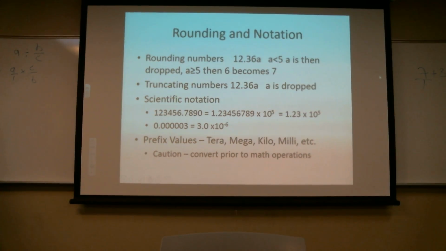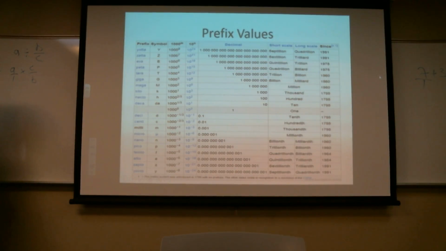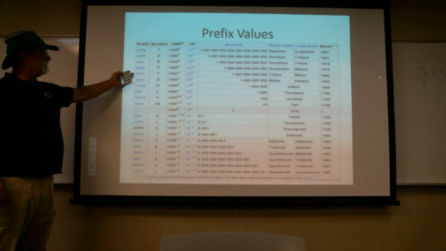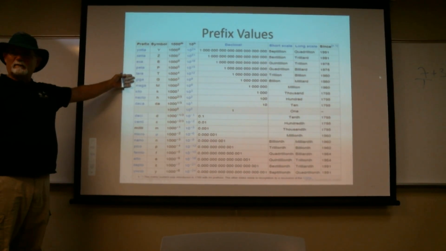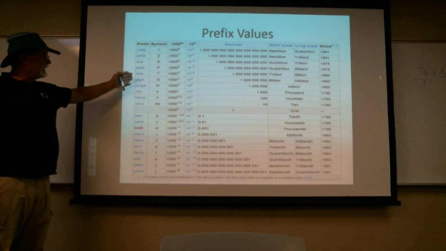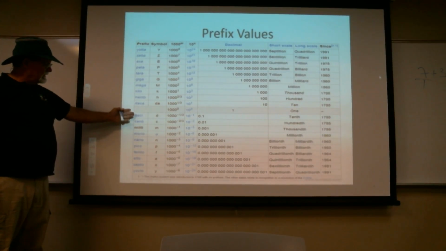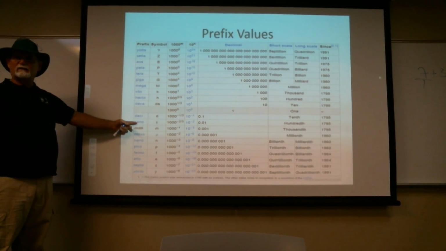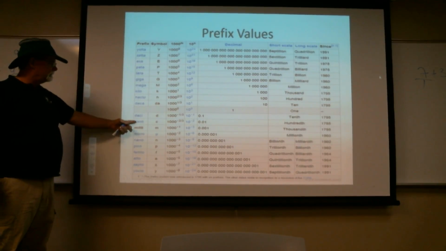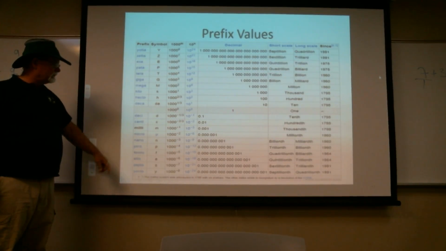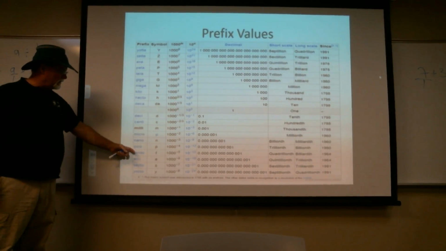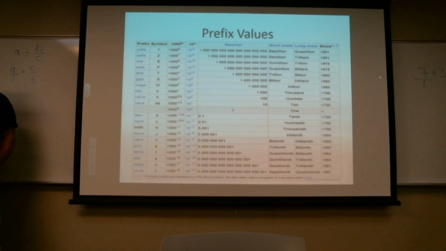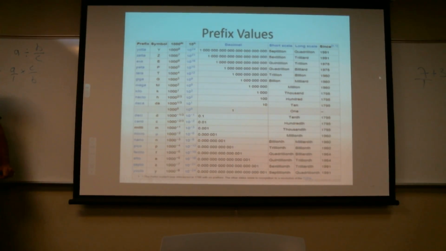I went and found a cool chart. You're pretty familiar with tera now: terabytes, gigabytes, megabytes, kilo, and all the rest of the stuff. Down here, you don't really use deci too much. Centi, you might see centiliter. Millis are used a lot. Micro, nano, and pico are also used a lot in capacitor values.